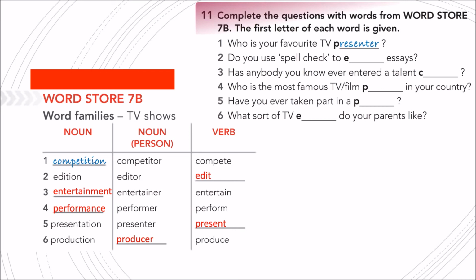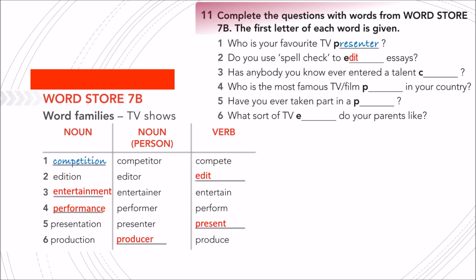Now let's see how you did for exercise 11. With all the first letters given, it shouldn't be hard. Just make sure you're using the right form of the words. For example, question 2. Do you use spell check to? If it's after to, we know it should be a verb, therefore we use edit.